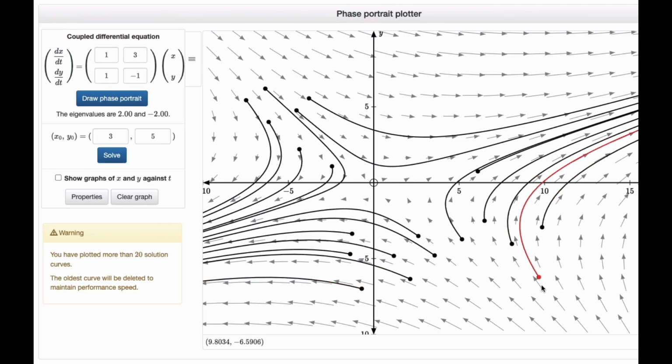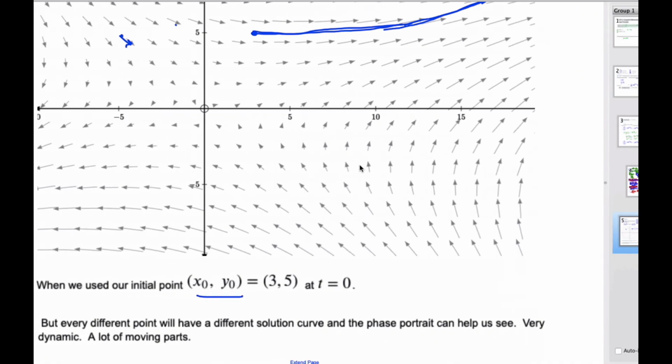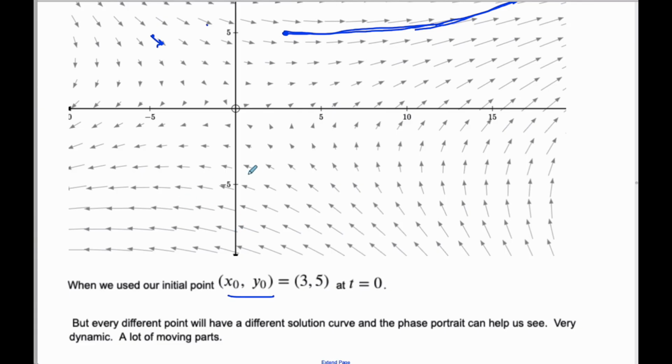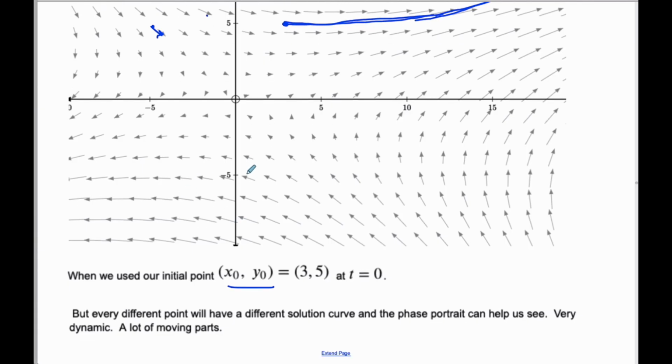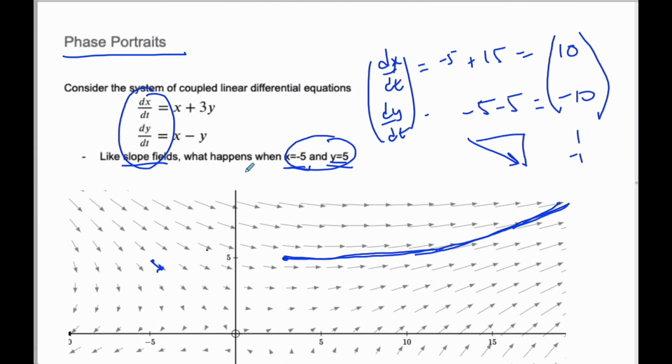What you will notice is that on this particular one, it has a certain look to it. There's an asymptote here, and an asymptote here, and we're going to talk more about that a little later on. But every one of these points has a very different solution, so it's very dynamic, with a lot of moving parts. And that's your introduction to phase portraits.